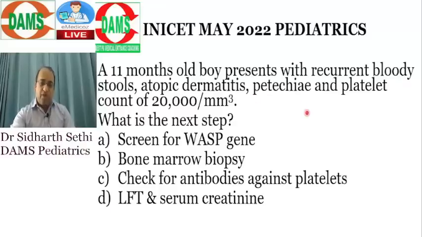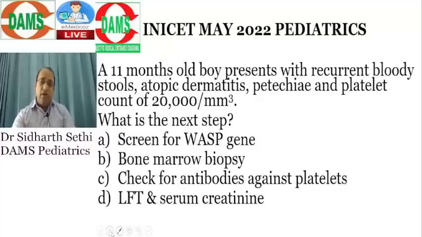The first question is a repeat question from a previous NEET PG question, NEET 2020, and it's a boy with recurrent bloody stools, atopic dermatitis and thrombocytopenia. So it's a clear-cut triad of atopic dermatitis, bloody stools and thrombocytopenia. You should be thinking about an X-linked recessive disorder called Wiskott-Aldrich syndrome. It clearly looks like eczema, atopic dermatitis.